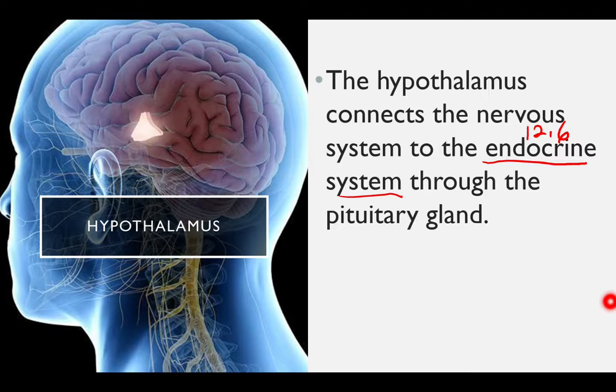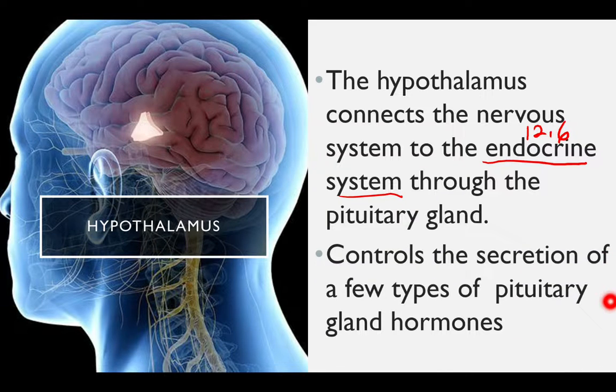Okay. Saya bagi tahu tadi, coordination dalam badan kita apa yang dilakukan oleh dua sistem, nervous system dengan sistem endocrine. So pituitary gland ni dia menghubungkan nervous system dengan endocrine system. Itulah maksud ayat pertama. Okay, the hypothalamus controls the secretion of a few types of pituitary gland hormones.